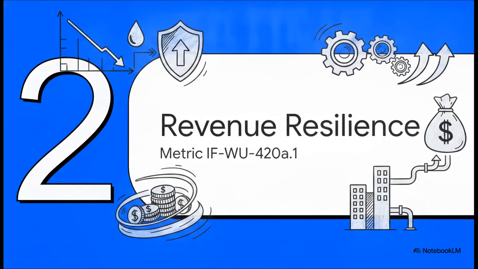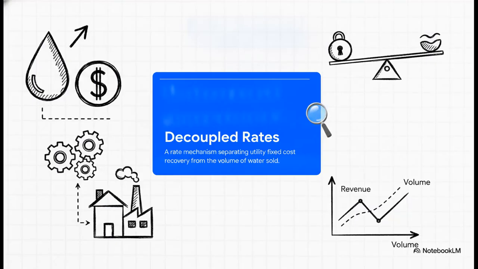Moving right along to Section 2, revenue resilience and metric 420a.1. This first metric focuses entirely on your rate structures. The goal here is to prove to the market that your financial health is completely insulated from the success of your conservation programs. And the foundational concept to understand here is decoupled rates. This basically severs the tie between your utility's fixed cost recovery and the actual volume of water you sell. So instead of relying on selling every last drop just to keep the lights on and cover overhead, your revenue is collected based on a regulatory determined requirement. It ensures your utility can cover fixed costs and deliver returns regardless of how much, or frankly, how little water volume is actually sold. It's a real game changer.